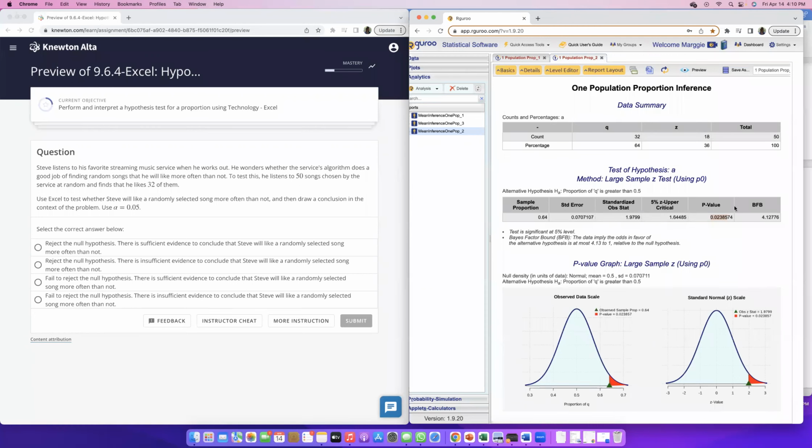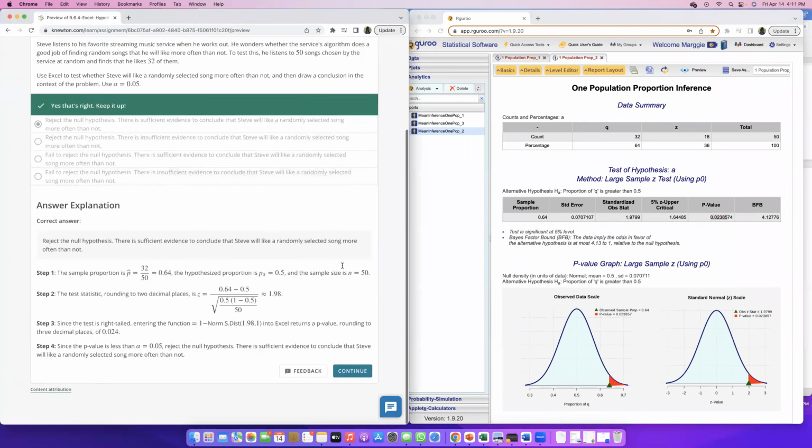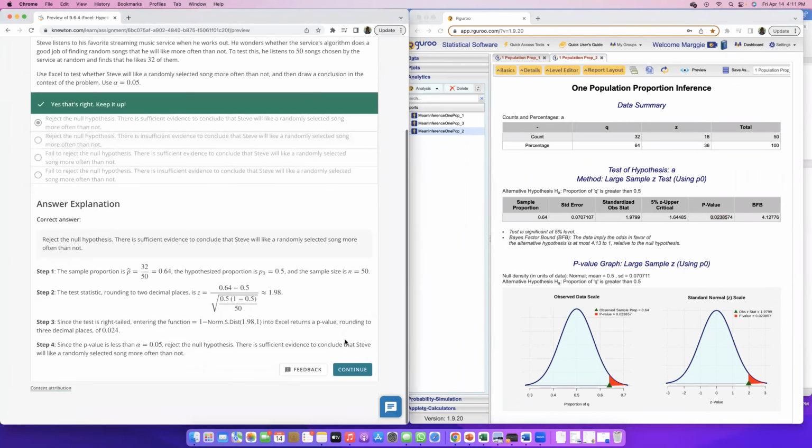And when we have a p-value that is smaller than the alpha, we have evidence to reject the null hypothesis. So we reject the null hypothesis because we have sufficient evidence to conclude that Steve will like a randomly selected song more often than not. So we click that and we move on.